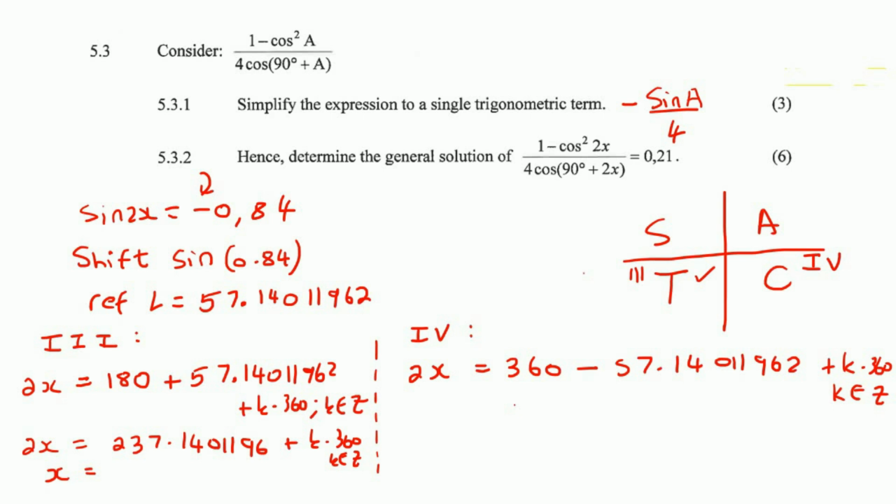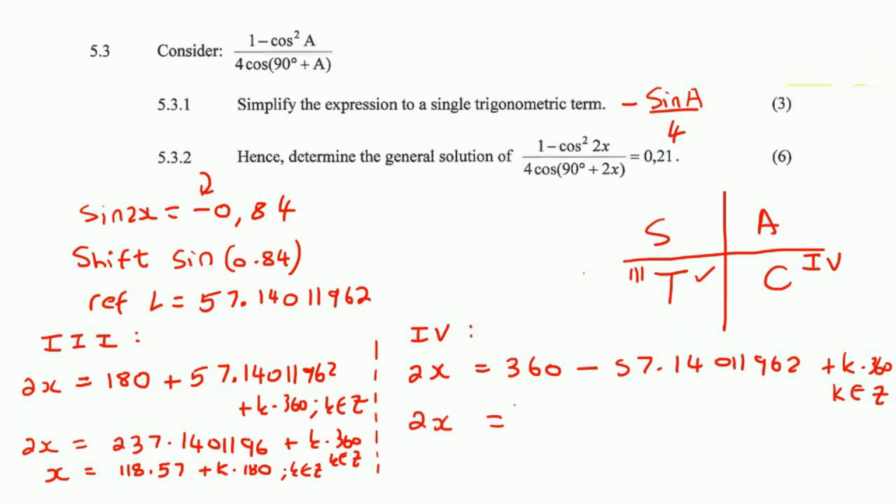And so you're going to end up getting 118.57 plus k times 180. So it's important that you also divide this one by 2. Okay, so you divide that one by 2, and then k is an element of z. And then we're going to go do the same process for this one over here now.